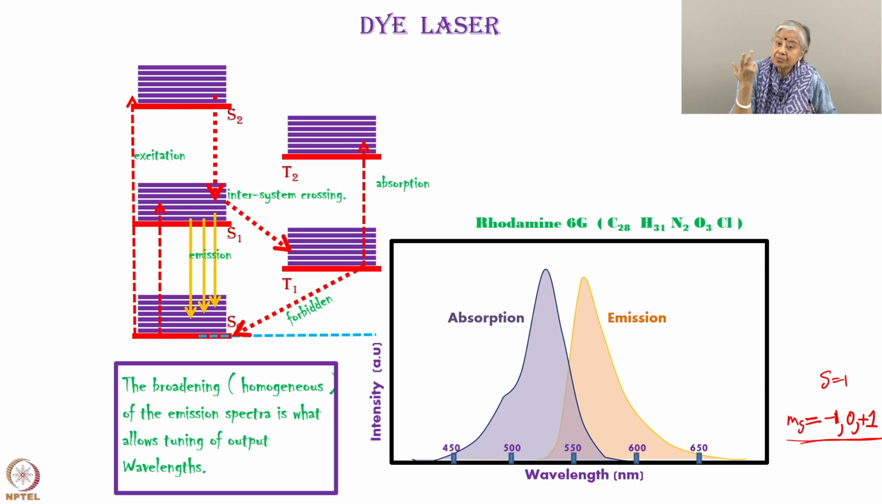Try to recollect, in my CO2 laser description, I had given you some description of the vibrational modes of carbon dioxide. Carbon dioxide is a very simple molecule: carbon and 2 oxygen. But in this case, there are many more bonds, so something similar to that.